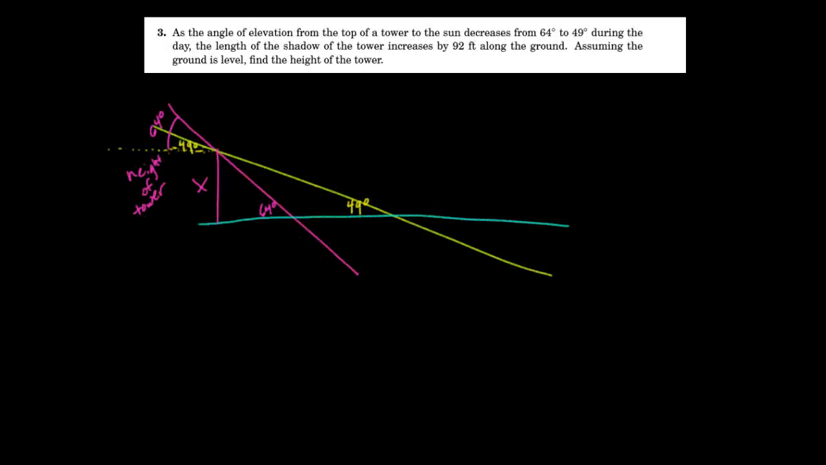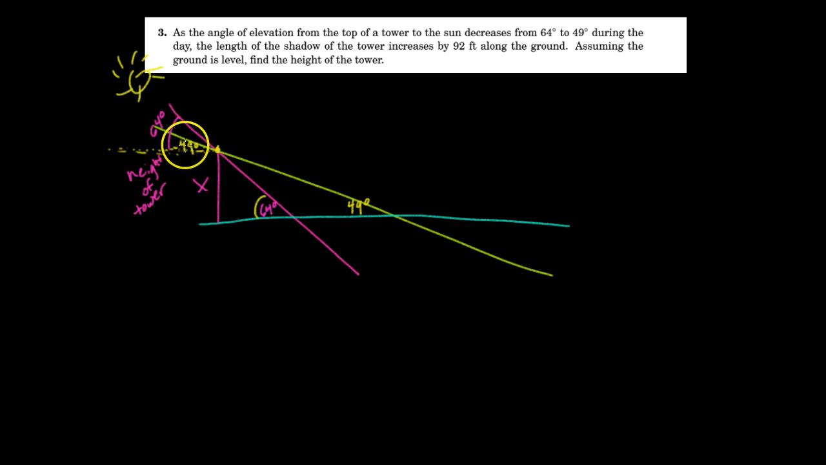So one of your problems is to work on number 3, and it says as the angle of elevation from the top of the tower to the sun decreases from 64 to 49 degrees during the day. So that means that this whole entire angle from the top of the tower, which is right here, the angle of elevation from this horizon point up to the sun, so here's the sun at this point, is 64 degrees. Through basically parallel lines and this transversal, this is also 64 degrees, okay, this angle right here. So that's really important to note.